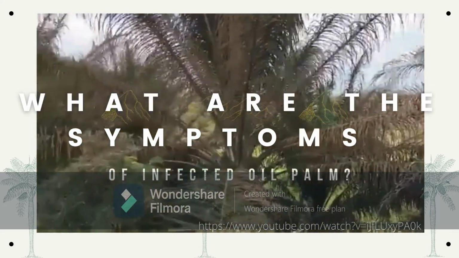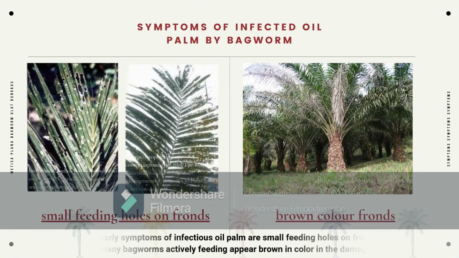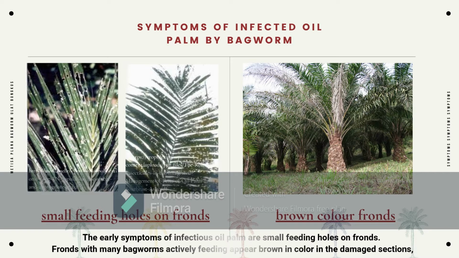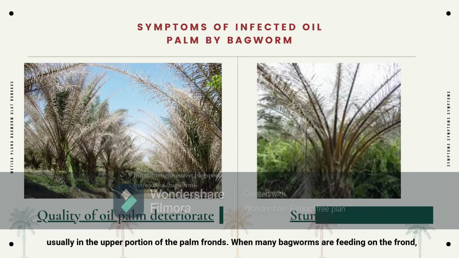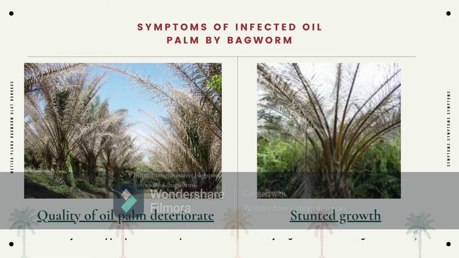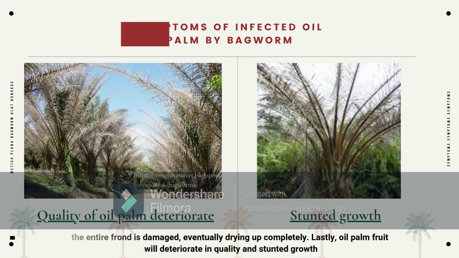Now let's see the symptom phase in oil palm when it is attacked by Metisa plana. The early symptoms of infested oil palm are small feeding holes on the frond with many bagworms actively feeding, and a pure browning color in the damaged section, usually in the upper portion of the palm frond. When many bagworms are feeding on the frond, the entire frond is damaged, eventually drying up completely. Lastly, oil palm fruit will deteriorate in quality and growth will be stunted.